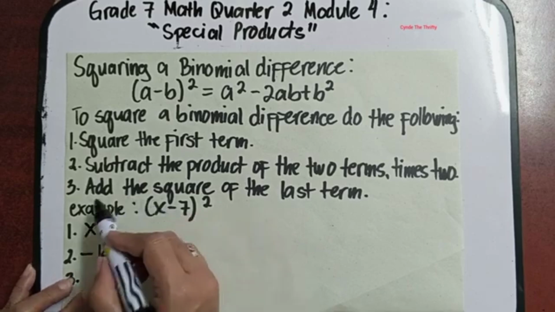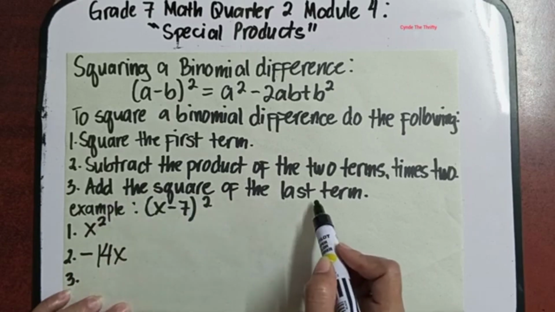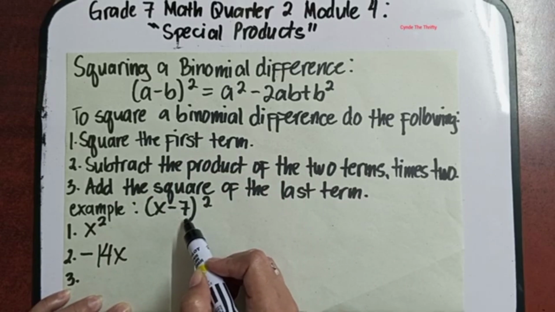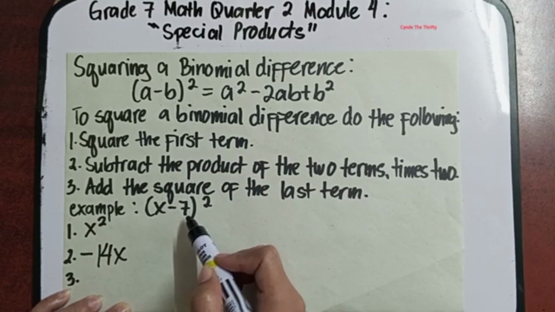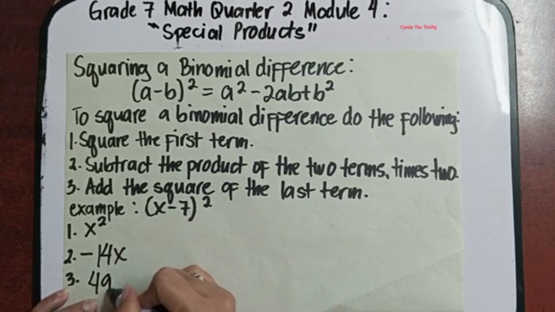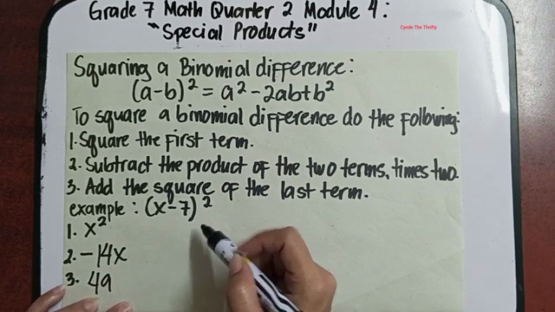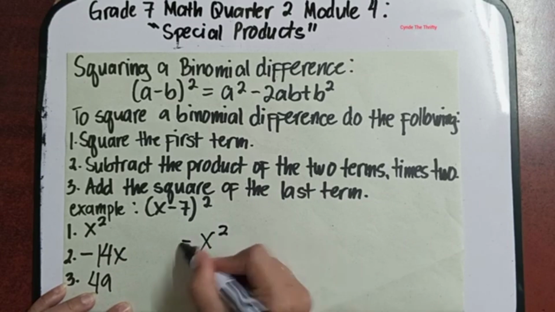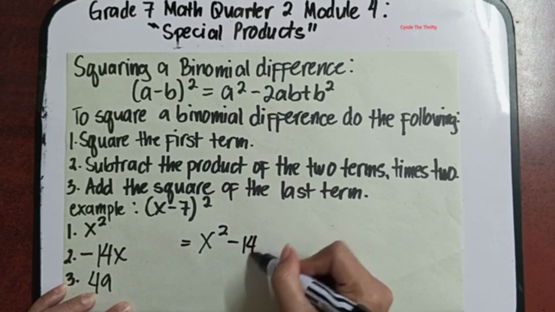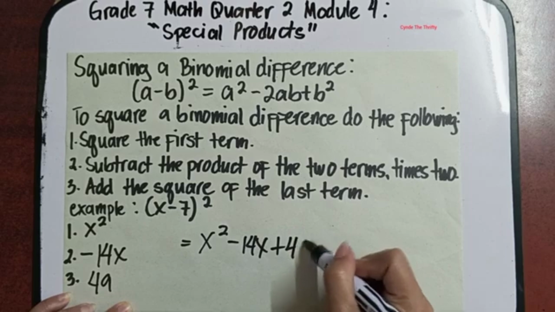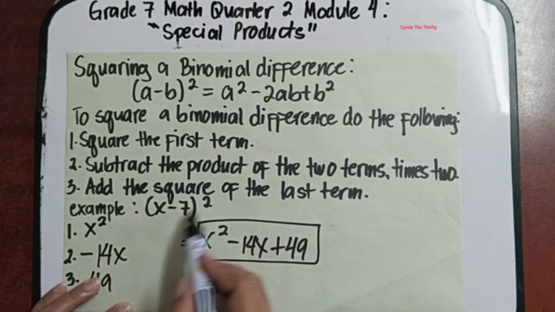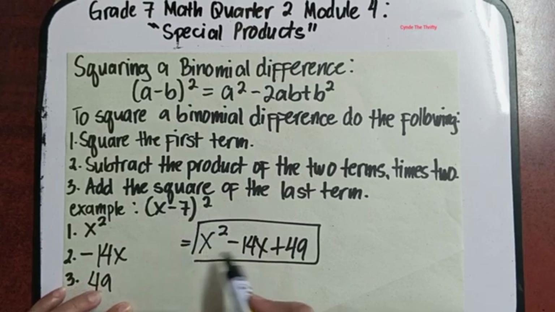And then last, add the square of the last term. So, i-square natin si last term. Ang last term is 7. So, 7 times 7 is equal to 49. So, 49. So, ngayon, isulat na natin ang ating sagot. So, x squared minus 14x plus 49. Okay, so ito na yung sagot natin sa ating x minus 7 squared. Ang sagot natin is x squared minus 14x plus 49.